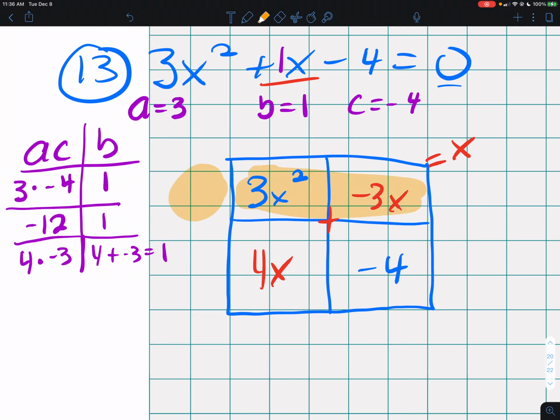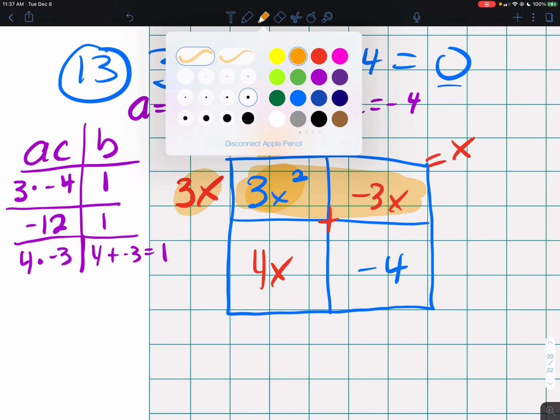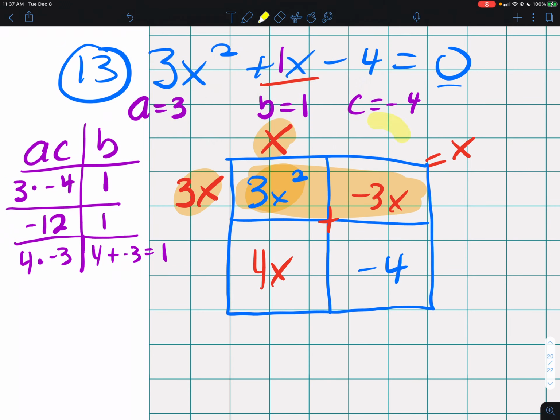What do 3x squared and -3x have in common? Well, they both have 3, and they both have x. Never factor out a negative for these two, okay? These two should never be negative. And then that means our top just is x, because x times 3x is 3x squared. And then to get this one, what times 3x is -3x? Well, that would just be -1.